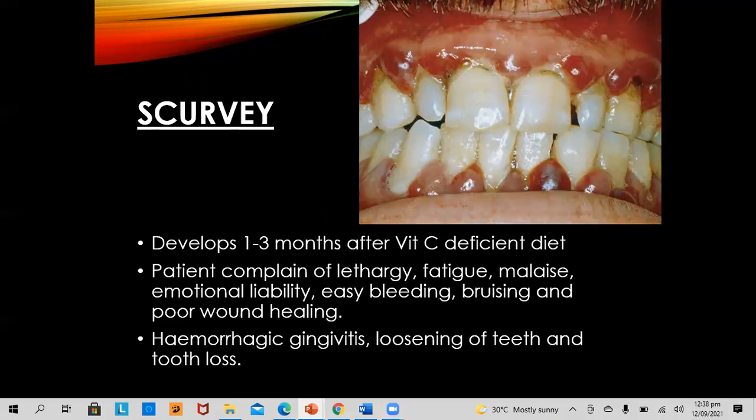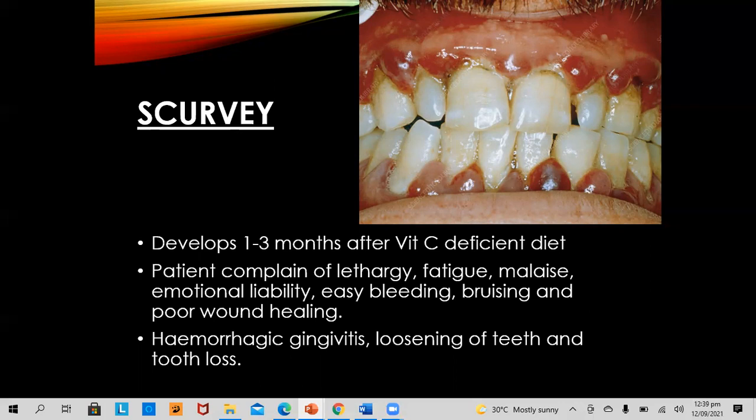Scurvy is the disease that results from vitamin C deficiency. It develops 1 to 3 months after a vitamin C deficient diet. So the body has a store of vitamin C that is sufficient for a maximum of 3 months. Patients generally complain of lethargy, fatigue, malaise, emotional lability, easy bleeding, bruising, and poor wound healing.